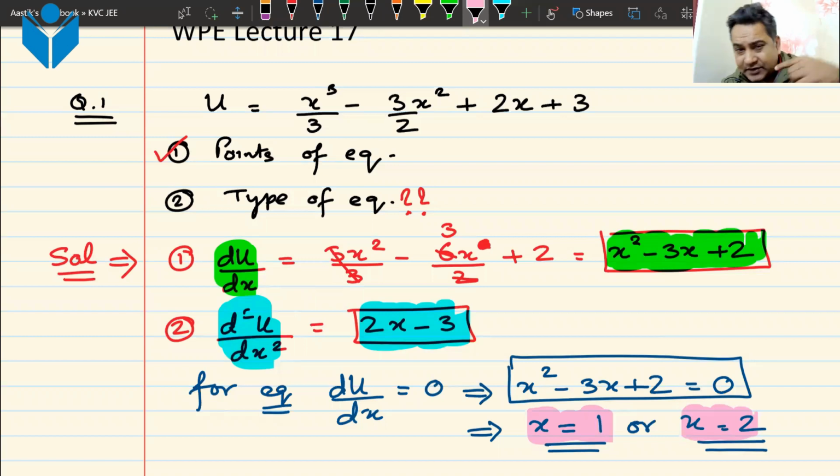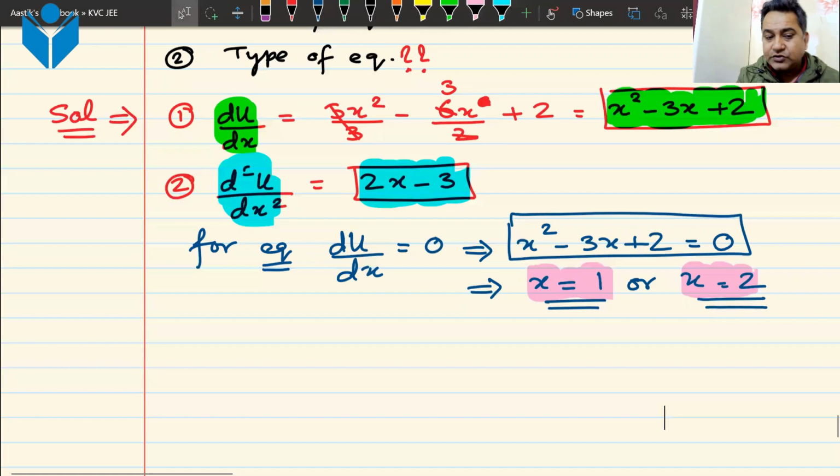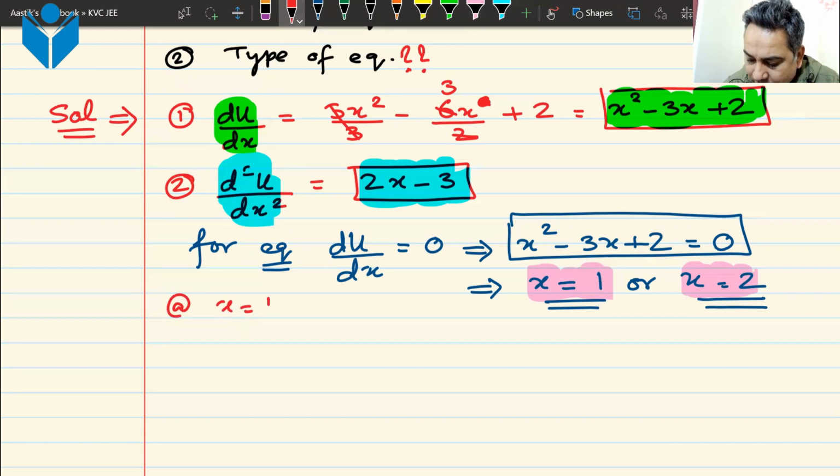Remember, the steps are I have to find out the value of second derivative and I have to find out whether second derivative is positive or negative. Now, that is the step that we are going to do now. When x is 1, at x is equal to 1, let us find out the value of d2u by dx squared.